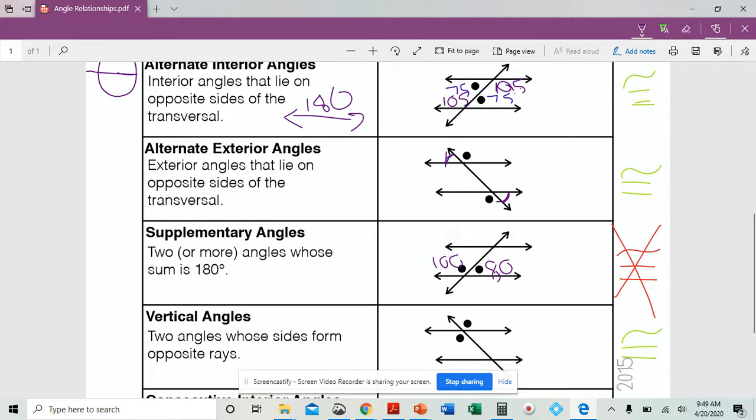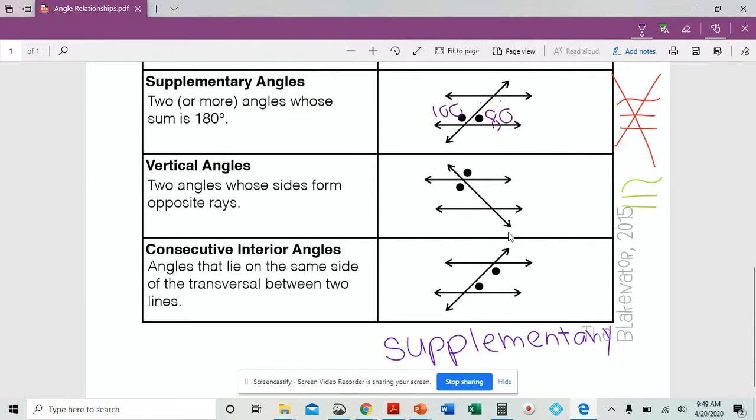In turn, that means that we can fill out this measurement and this measurement. We'll be able to fill out more information. So just remember, supplementary angles are not congruent to one another. In fact, they add up to 180 degrees.